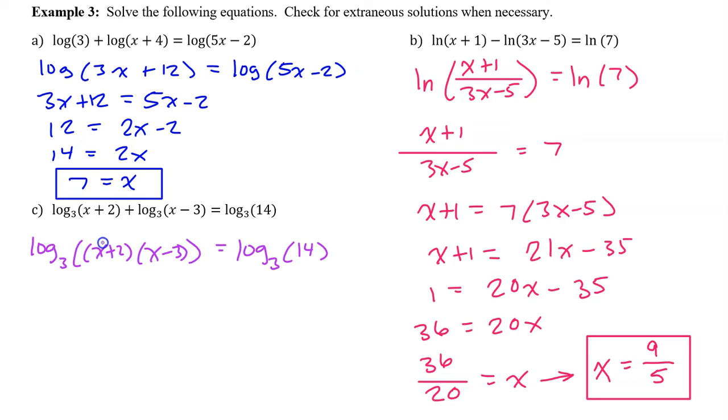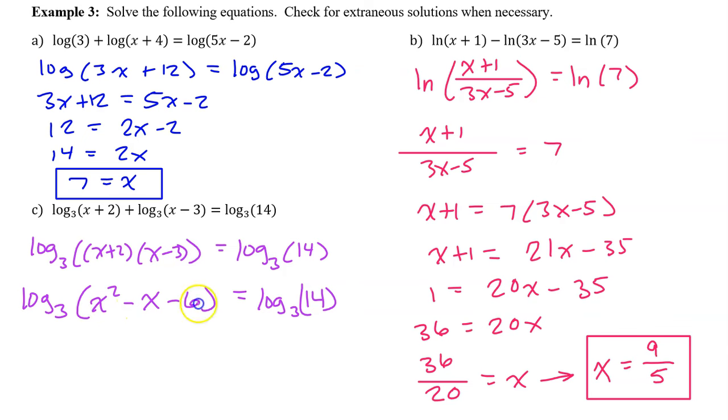This will have to be FOILed out. So we have the log base 3 of x squared. Outer, I have negative 3x. Inner, I have positive 2x. So that's going to end up with negative x in the middle. And then 2 times negative 3 is negative 6. So that's what you get when you multiply these two together. And this is equal to the log base 3 of 14.